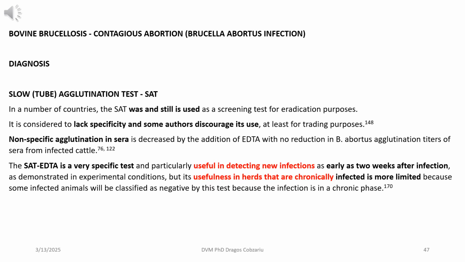Slow tube agglutination test, SAT, in a number of countries. The SAT was and still is used as a screening test for eradication purposes.